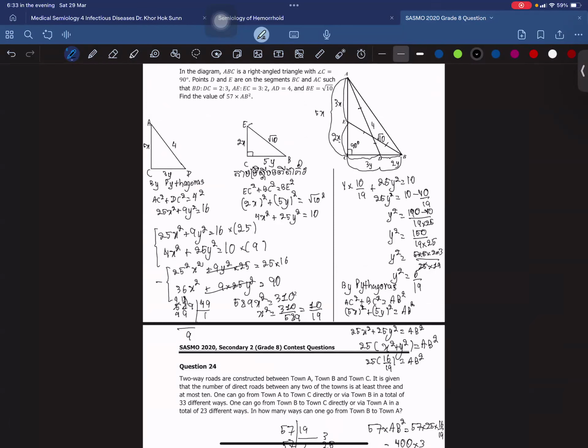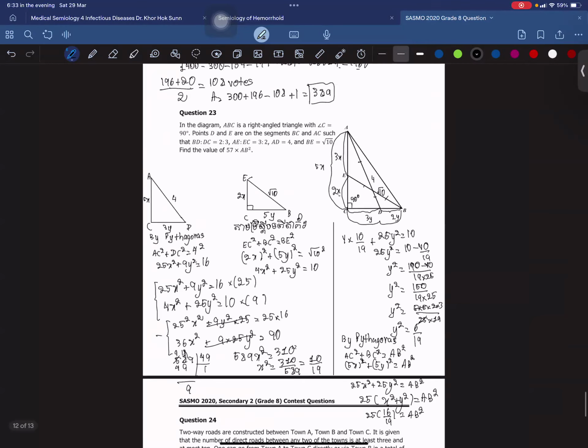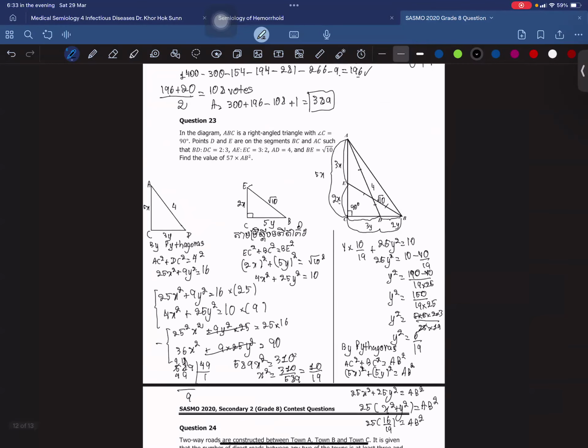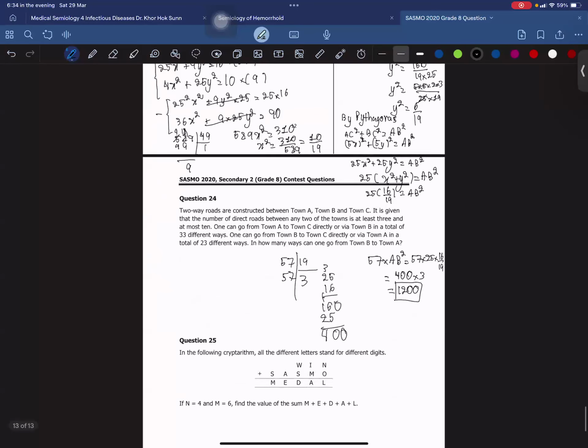I'm gonna write all the solution for you guys, don't worry. So yeah, just check the PDF tonight. I'm gonna send it. It will be the last question. I'm gonna go through question 25 because I think it's interesting to solve.